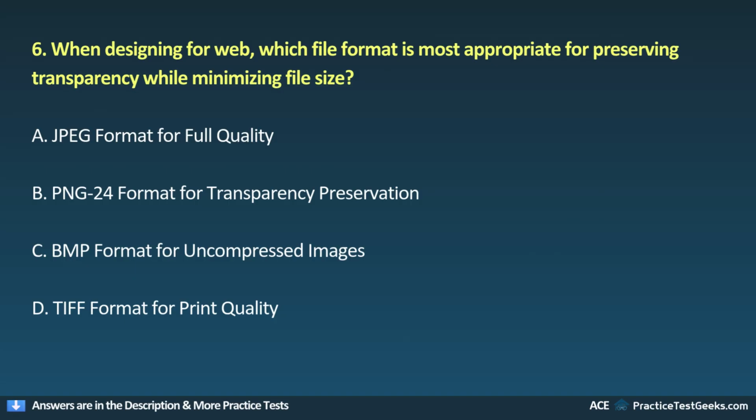6. When designing for web, which file format is most appropriate for preserving transparency while minimizing file size? A. JPEG format for full quality. B. PNG-24 format for transparency preservation. C. BMP format for uncompressed images. D. TIFF format for print quality.